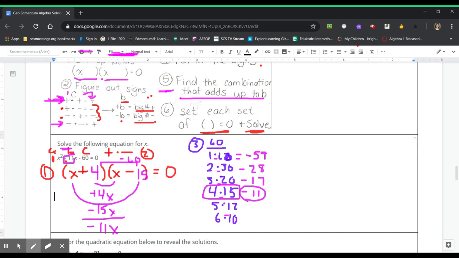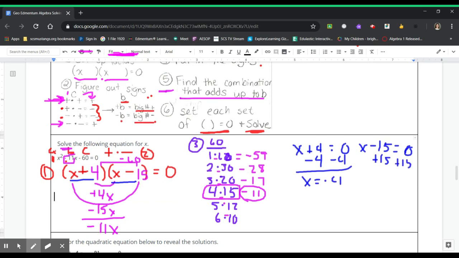So they want us to solve. I'm going to take each of those factors that we found and set them equal to 0. So x plus 4 is equal to 0, and x minus 15 is equal to 0. To solve, subtract the 4 from both sides. X is equal to negative 4. Add the 15 to both sides. X is equal to 15. So that's our answer. X is equal to negative 4 and x is equal to 15.